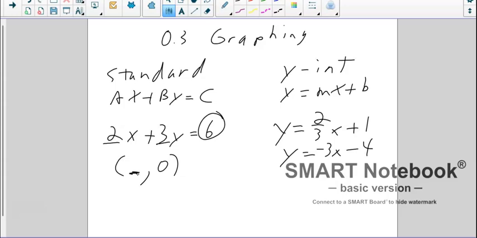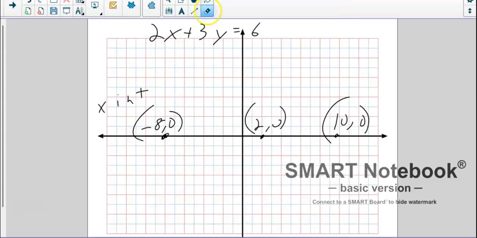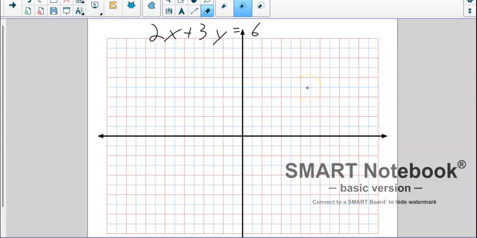Okay, let's do that here. We're going to plug in a 0 right here for that y, which is basically going to make that disappear, hence the cover-up method. And you just have 2x equals 6. If you divide by 2, x is 3. So we're going to put a dot here at 3, 0. 1, 2, 3, 0. There is your x-intercept.